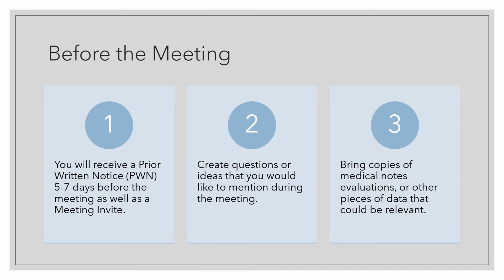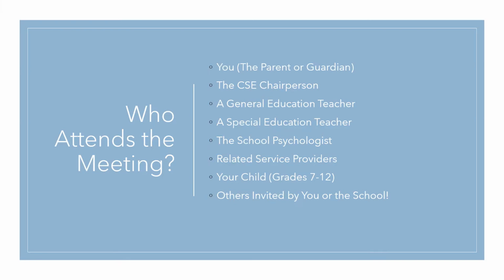Before any of these meetings, you will receive a prior written notice 5 to 7 days before the meeting, which will be included in addition to the meeting invite. Then, as a parent or guardian, it is your job to create questions or ideas that you would like to mention during the meeting and be ready to share any of this information. Finally, it's important to bring copies of medical notes, evaluations, or other pieces of data that could be relevant to contributing towards your child's IEP.